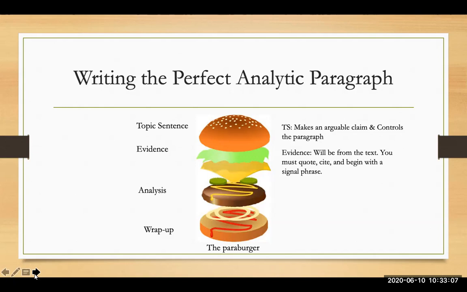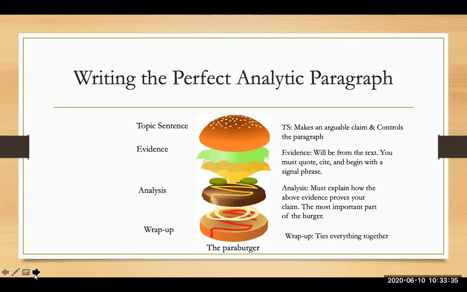The metaphor that I like to use is, I have a 3-year-old son, and if we go out somewhere, I hold his hand because I don't want him to run off and get lost. I wouldn't leave him unattended. And that's what a signal phrase does. It attends to that quote, making sure that it's safe. We also have analysis. This is the meat of the Paraburger. It's the most important part. Otherwise, it's not a burger. The analysis must explain how the above evidence proves your claim. It's the most important part again. And the wrap-up ties everything together, makes it neat.